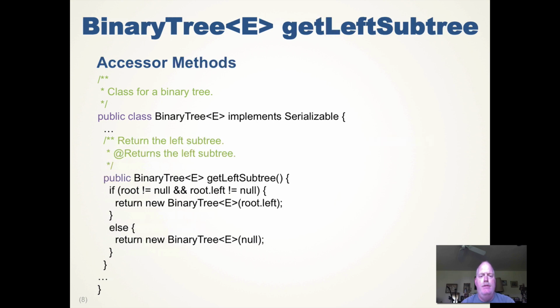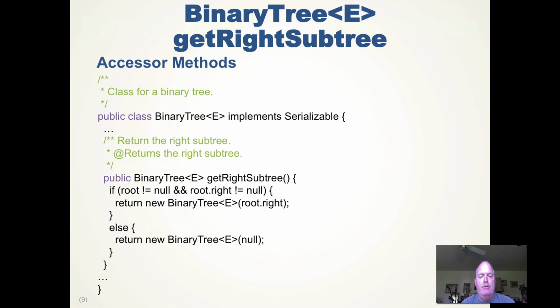So for some of the accessor methods, we can get the left subtree of a binary tree. We check to see if the root is null, because if the root is null, then we don't have a left subtree. And so that's why we return a new binary tree whose root is null, or we return a new binary tree given root left. The right subtree is symmetric, so we just check for null root, check for a right null, and return a new null, or we return the new binary tree with the root right's node as the new root.